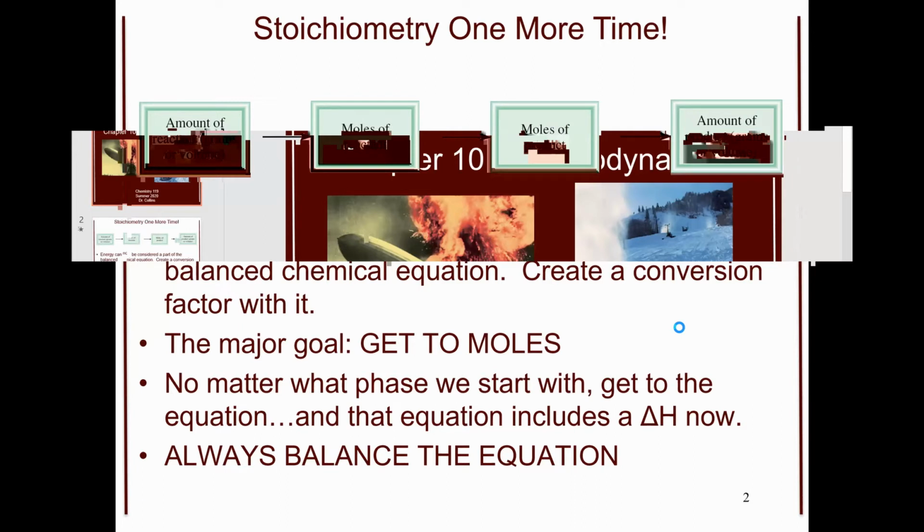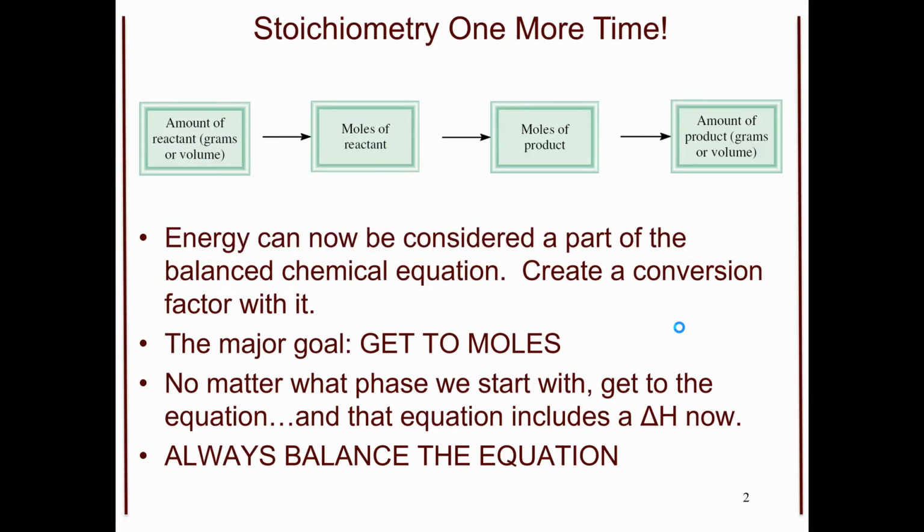So for other chapters, you have seen where we have used grams or molarity or volume. This time, what we are going to do is now use our energy. So the major goal when doing a problem such as this is get to moles. So whether you have a molarity, a grams, use your amount to get to moles. Then we can treat our energy just like any item from our balanced chemical equation. Biggest thing is you always want to verify that your equation is balanced. So let's try a couple of examples.